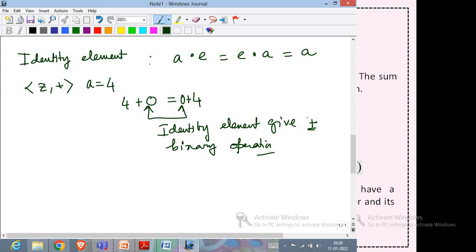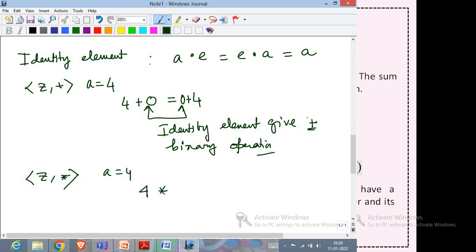Can you find me the identity for multiplication? Suppose I give you the set Z comma multiplication. You take any element, for example A equals 4 once again. What will be the identity element for making it equivalent?